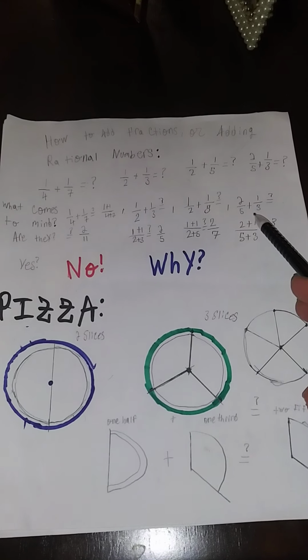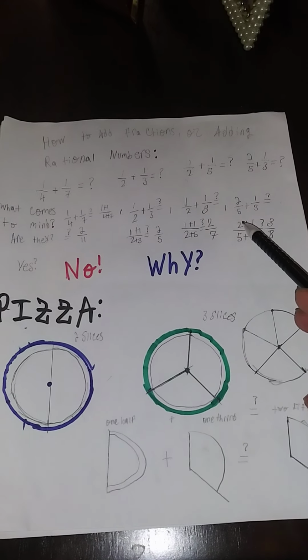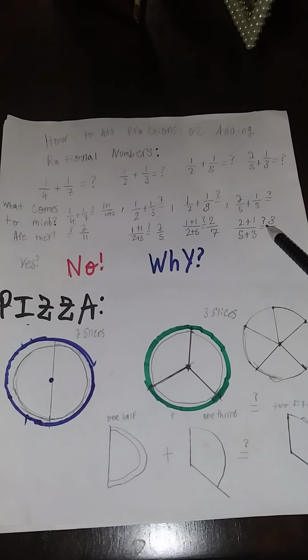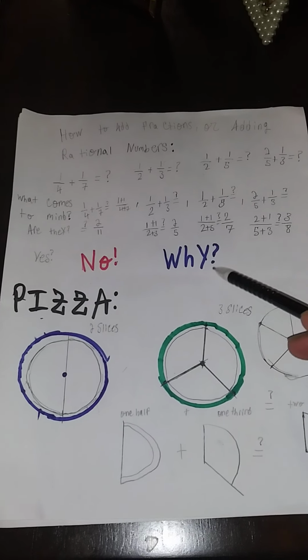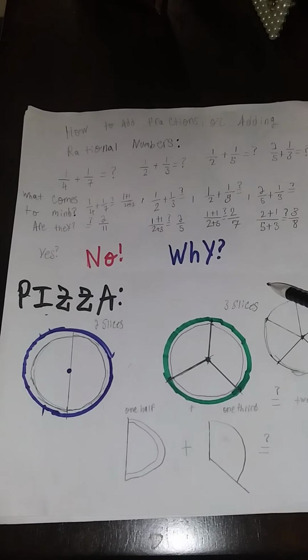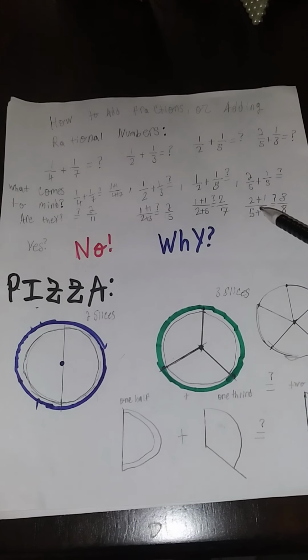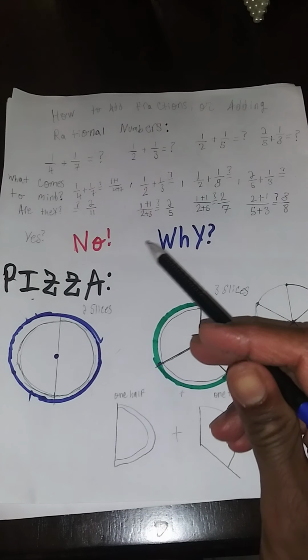And 2/5 plus 1/3, if you're doing it this way, is 2 plus 1 over 5 plus 3, which is equal to 3 over 8. Is this correct? Is this the right way to add fractions? The answer is no. I'll show you why.